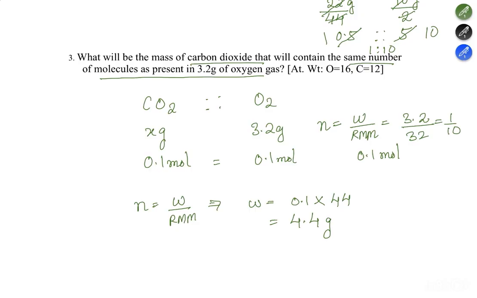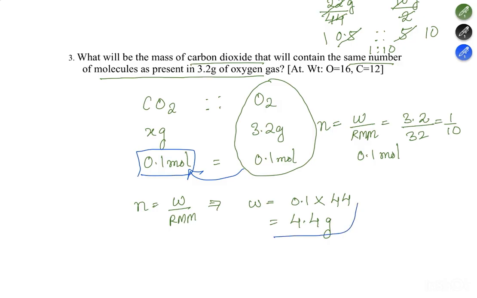In every question you have to see what quantity they have given, whether it is moles, mass, volume or number, and compare each and every quantity based on moles. So we can convert into moles and compare, and then we can get the answer in the unit they are asking. So what I have done here is converted the mass of oxygen into moles, and then as they have given, it is equal to the carbon dioxide moles. Once I know the carbon dioxide moles, I have converted this into grams of carbon dioxide.